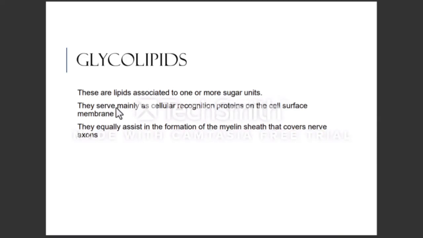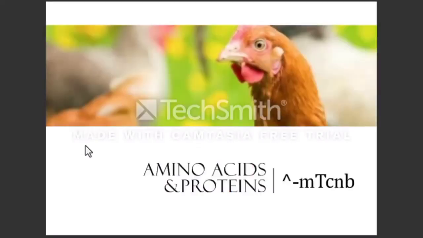So they serve mainly as cellular recognition proteins on the surface of cell membranes. These glycolipids are mainly what forms our antigens, which you have been hearing of ever since you have been doing biology. They equally assist in the formation of the myelin sheath that covers the nerve axons.